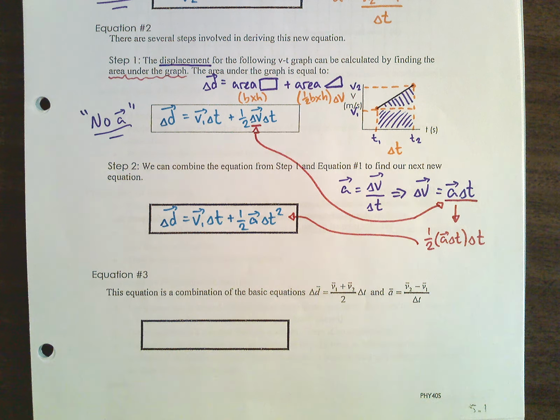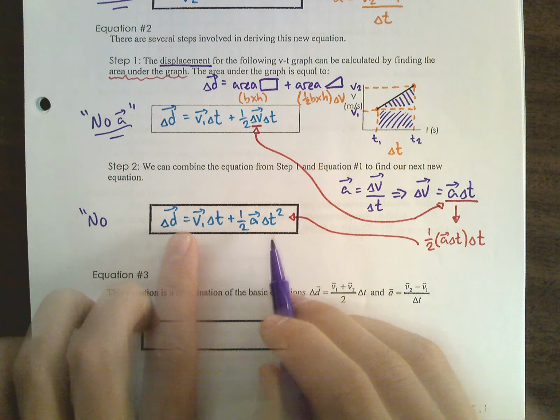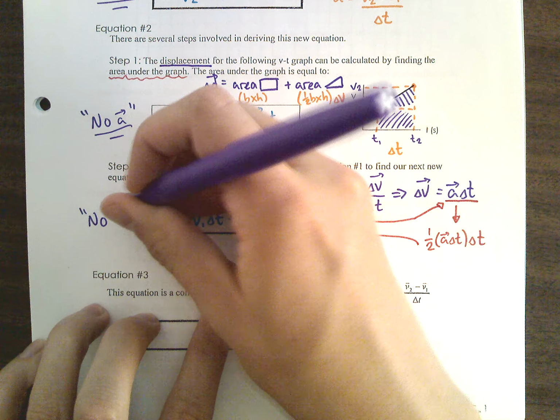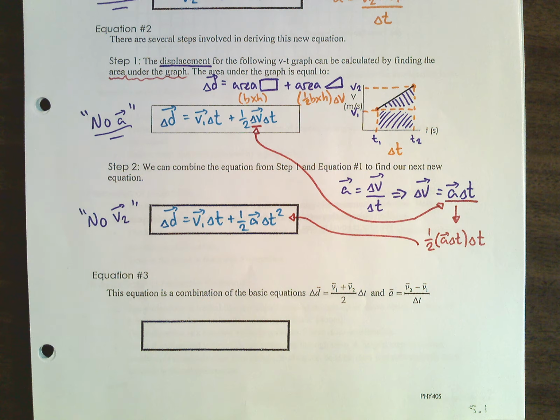Oh, actually, I forgot one thing. This scenario is a scenario where we have no V2. So all of our formulas should end up working while missing one of the variables. That's the whole idea.